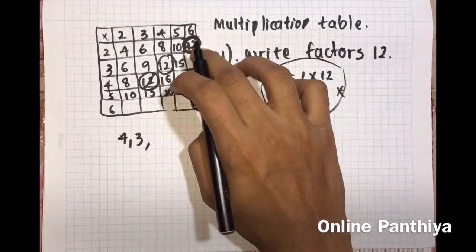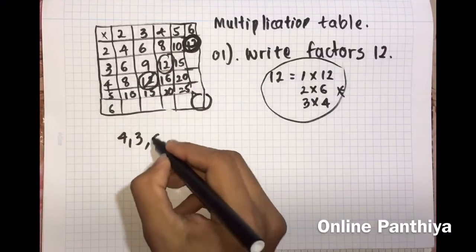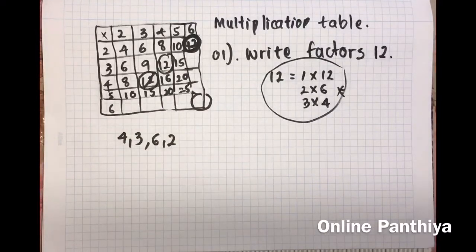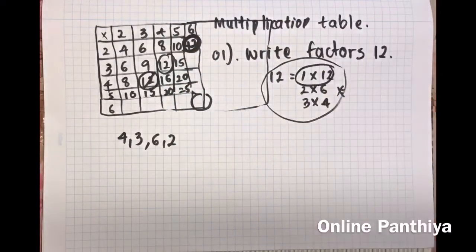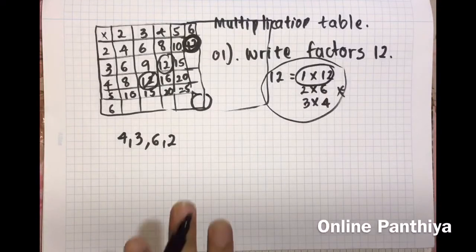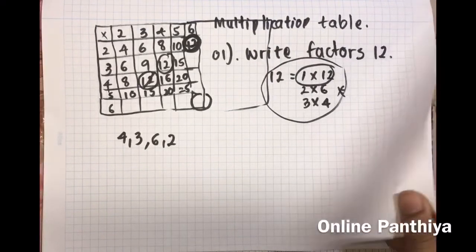Here, if it is 12, what are the ways you get 12? 6 and 2. Understand? So using the multiplication table they have given, you can write all this. If the multiplication table is longer, you will get this also. Clear? You don't have to worry much about this. I hope that is clear. Now let us move on to the next part.